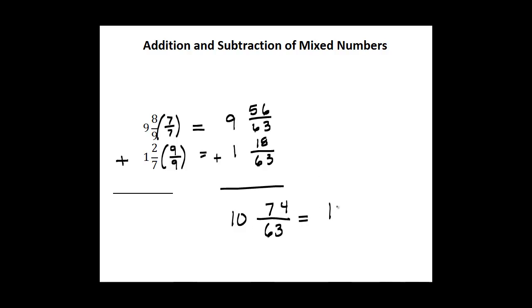So I have 10, and then 63 goes into 74 once, and then 74 minus 63 leaves me 11 over 63. So I have 10 plus 1 is 11. That's 11, and then 11 over 63. And 11 does not go evenly into 63, so we are done.